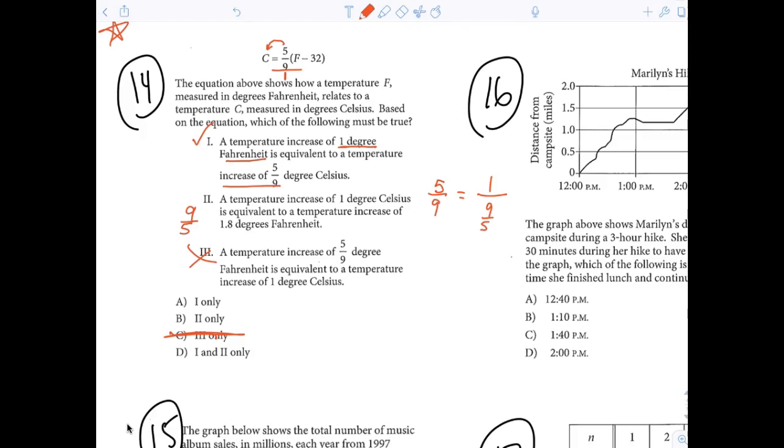Now, why is that important? Because now I could rewrite this as C is equal to 1 over 9/5 times (F minus 32). So now that means what? When there is a 1 degree change in Celsius, there is a 9/5 change in what? Fahrenheit. So that one is correct. All right. So the correct answer for that was D. Again, that was very sneaky. Very sneaky.